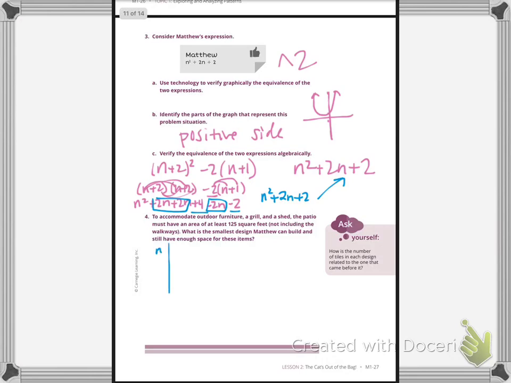So we're going to create this table. This is going to be my design number, and this is going to be Matthew's equation: n squared plus 2n plus 2, to see the closest one that we can get to for the 125. Okay, so then I've got 1, 2, 3, 4, 5, 6, 7, 8, 9. I'm going to do 10, 11, 12 over here. I'm going to run out of space.